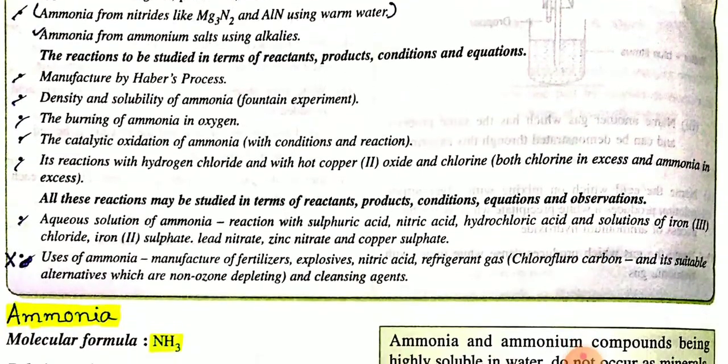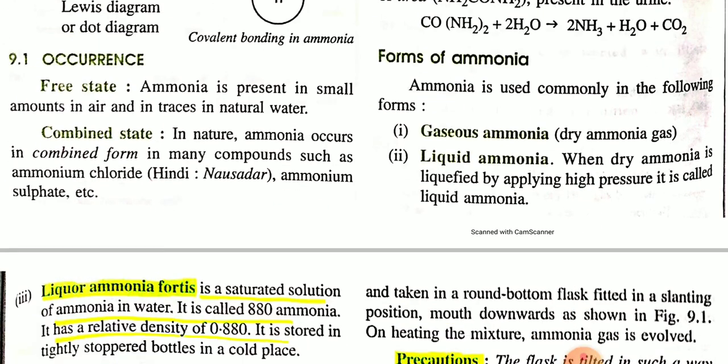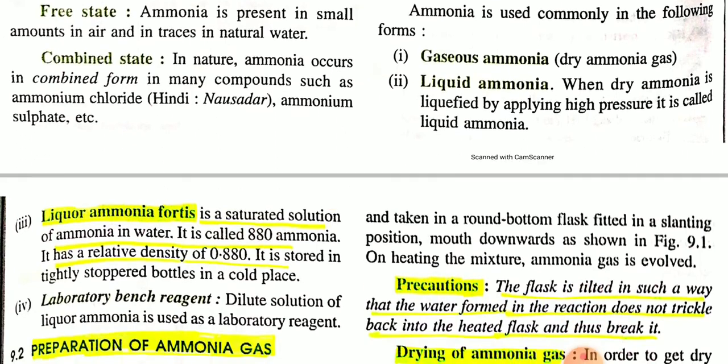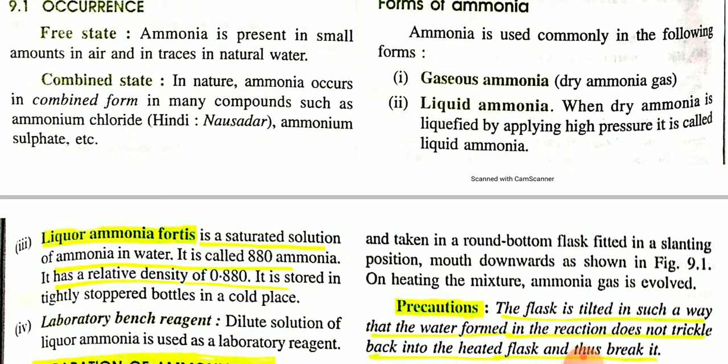First, the molecular formula of ammonia is NH3 and its molecular mass is 17. It is a covalent compound. Ammonia can exist in gaseous form, liquid form, and as a saturated solution. Gaseous ammonia is also called ammonia gas. It is a dry ammonia gas.